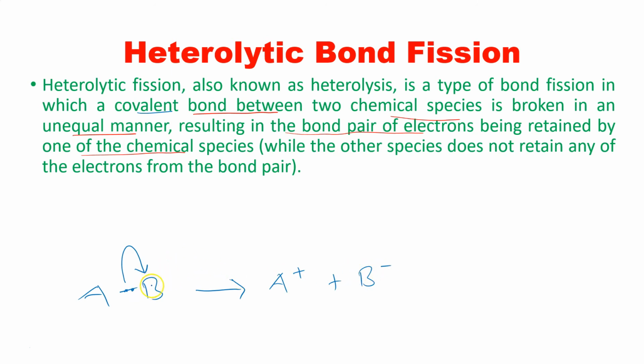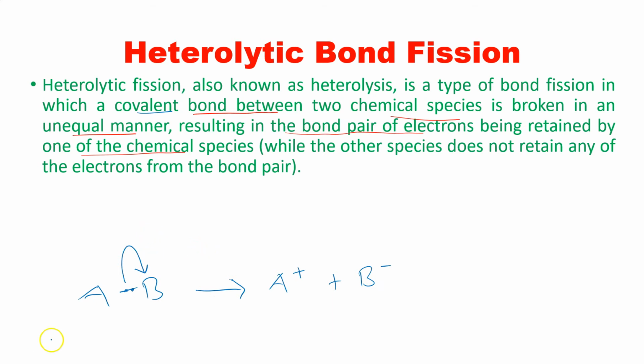Why does B have a charge? Because the electron has a negative charge, and a pair of electrons means one extra electron of A comes on B, and B was already having its own electron, so that is why the charge on B becomes negative.